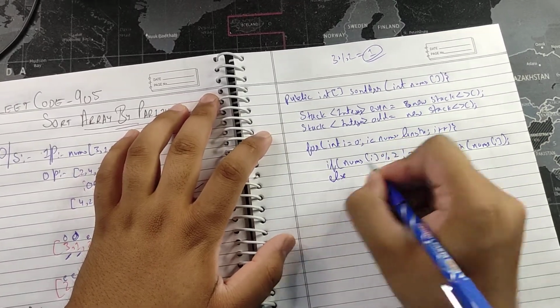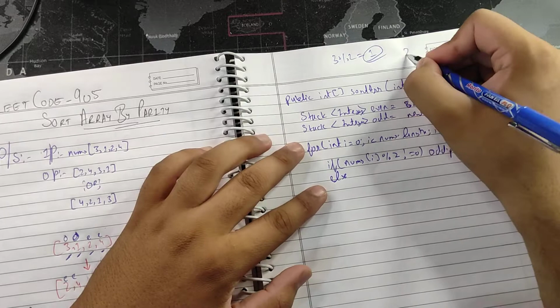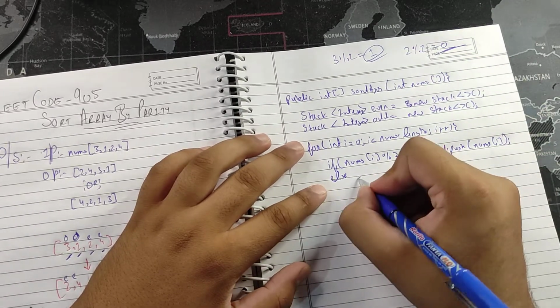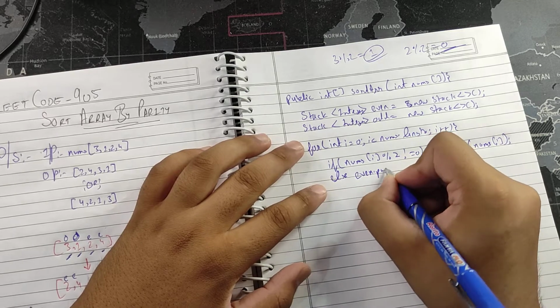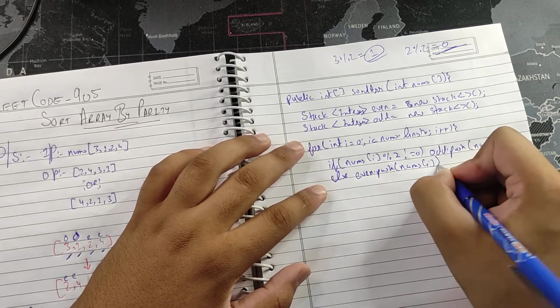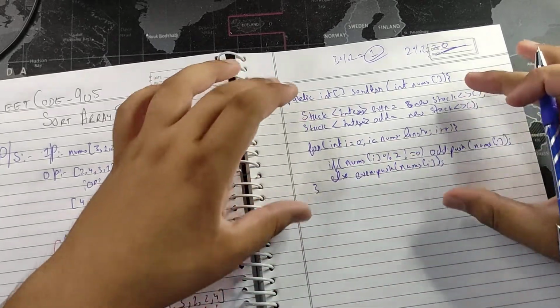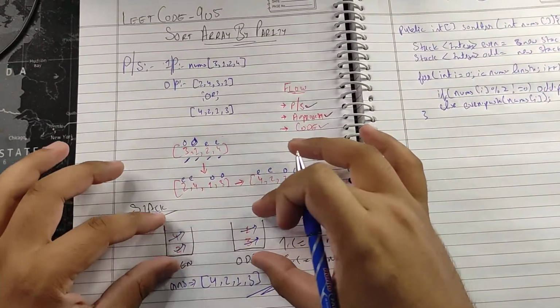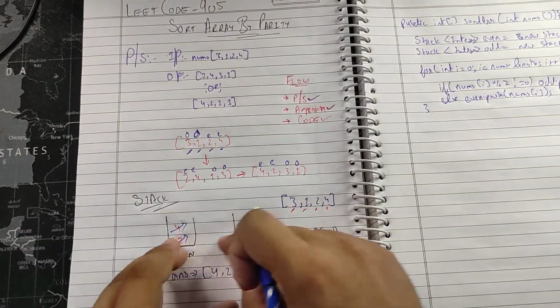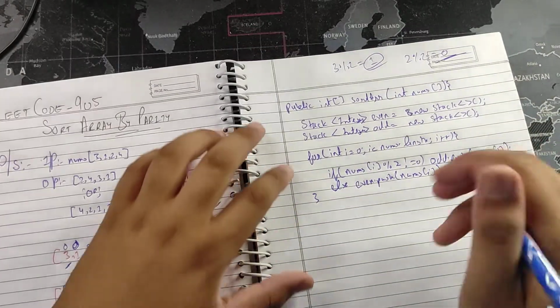Else, what will be the case? If we are getting 0, for example 2 modulus 2 is 0, it means we found an even value, so we put it in our even stack: even.push(nums[i]). Till now, we have just filled our stacks. Now our job is to create an answer array, pop these out and put them in the answer array.